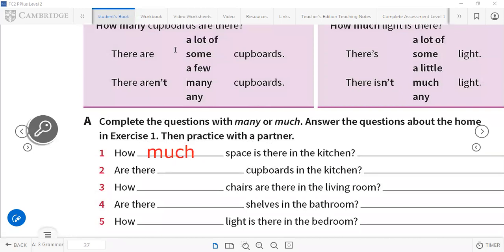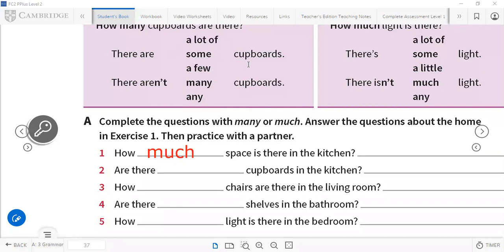Why did we use this? Why do we have to use much? Because space is something that you can't count. It's not easy. Okay, let's see here another match.